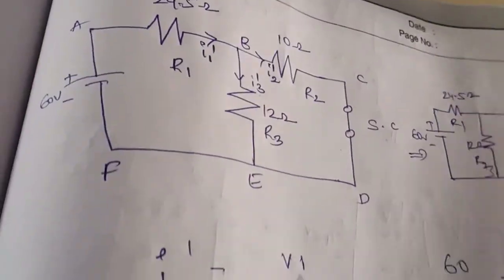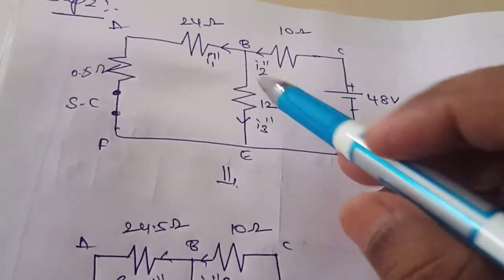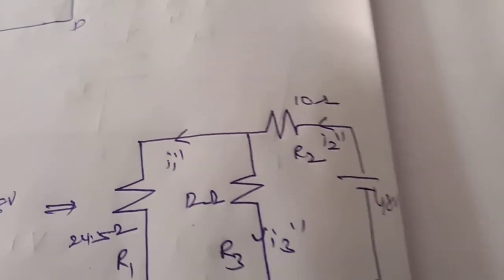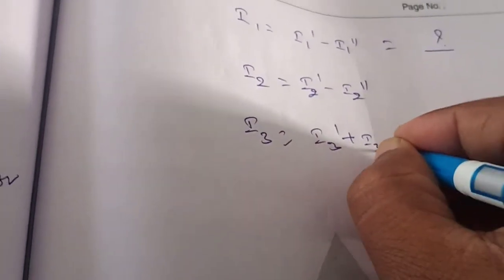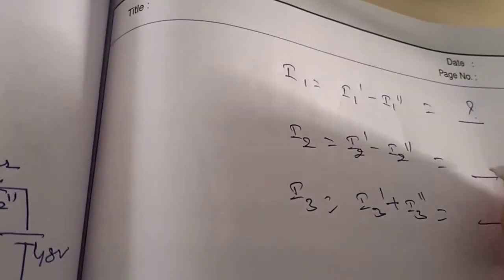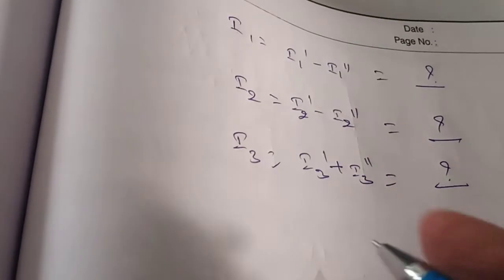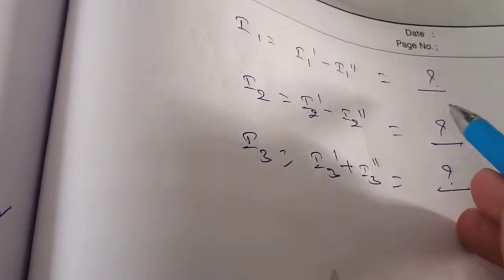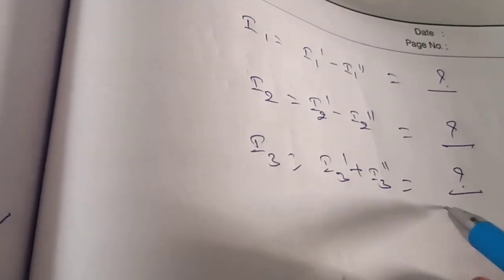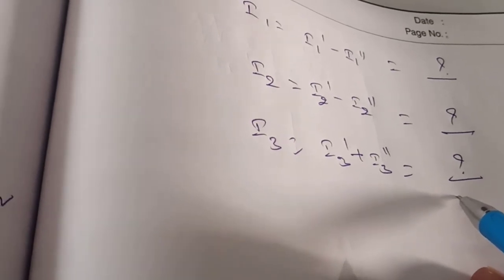Similarly I3. So in both the figures I3 is flowing from B to E. Here also it is flowing from B to E. So both should be added. So I3 dash plus I3 double dash. Whatever the resultant you get, this will be the current flowing in each branch, I1, I2 and I3. Simply substitute those values and find out the answers of all the question marks, whichever are given.